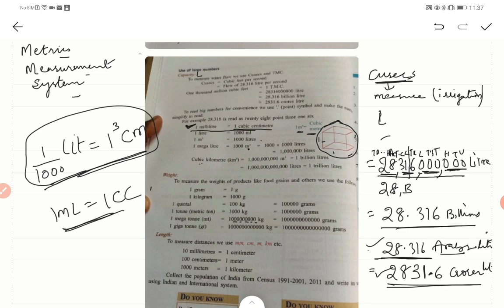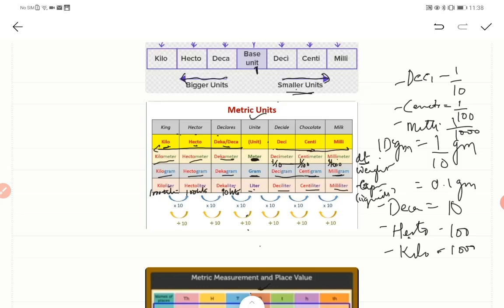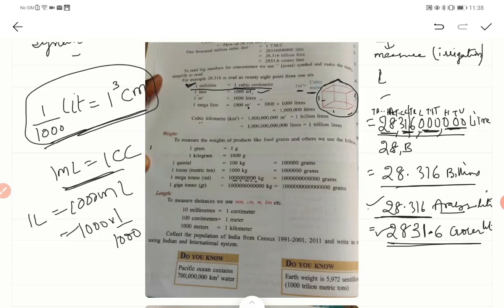Now in the next expression we say that 1 liter is equal to 1000 milliliter. This is very easy. How is it 1000 milliliter? Milli is what? We had seen in this table, milli is 1 by 1000, right? So you have 1 by 1000 of a liter, and when it gets cancelled, you are getting 1 liter. So 1 liter is nothing but 1000 milliliter.